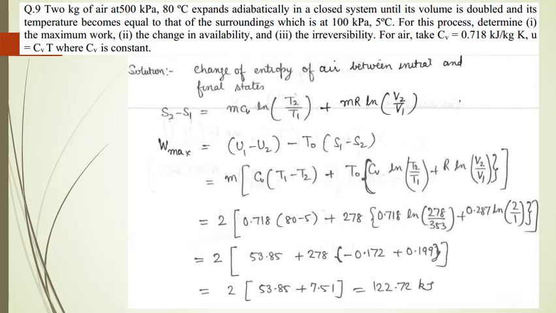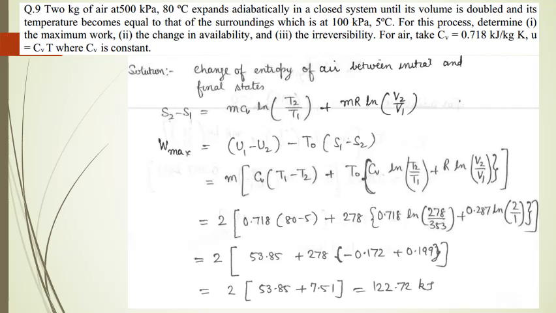2 kilogram of air at 500 kilopascal and 80 degrees Celsius expands adiabatically in a closed system until its volume is doubled and its temperature becomes equal to that of the surroundings, which is at 100 kilopascal and 5 degrees Celsius. For this process, determine the maximum work, the change in availability, and the irreversibility. For air, take the value of Cv as 0.718 kilojoule per kg per Kelvin, and U, that is internal energy, can be calculated with the help of the formula Cv into T, where Cv is constant.